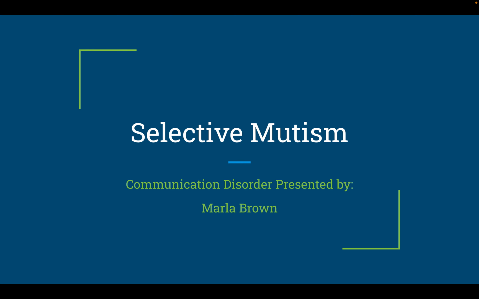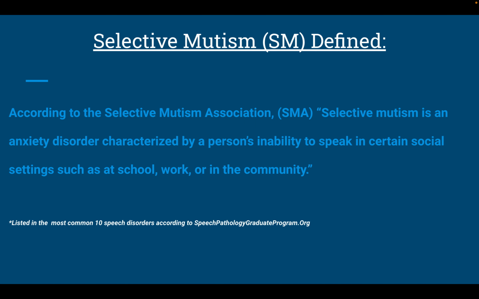So, first and foremost, selective mutism, or SM, defined according to the Selective Mutism Association: "Selective mutism is an anxiety disorder characterized by a person's inability to speak in certain social settings, such as at school, work, or in the community." One thing I do want to clarify: this is an anxiety disorder, but it has a great impact on students and their ability to interact and partake fully in a classroom setting.